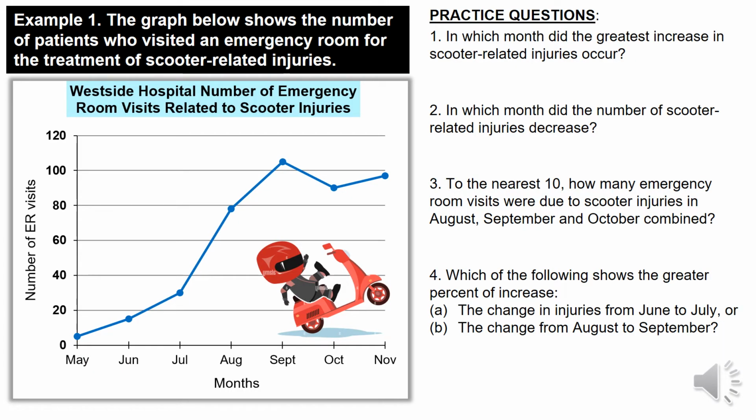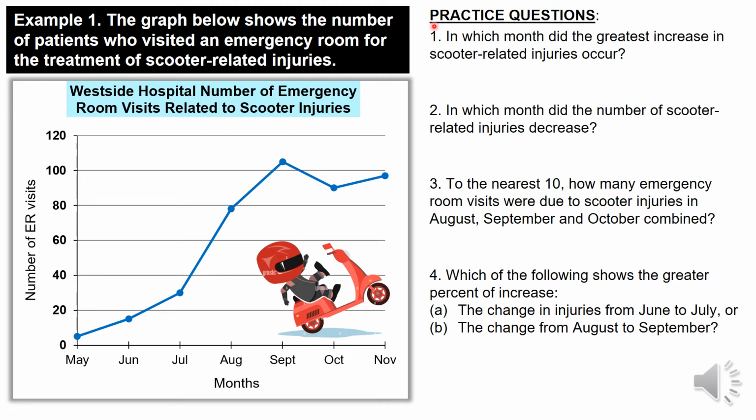Example number 1. The graph below shows the number of patients who visited an emergency room for the treatment of scooter-related injuries. Here we have the title, West Side Hospital Number of Emergency Room Visits Related to Scooter Injuries. So, our x-axis tells us that the record is by months, May, June, July, August, September, October, November, and the scale here on the left gives us the number of ER visits.